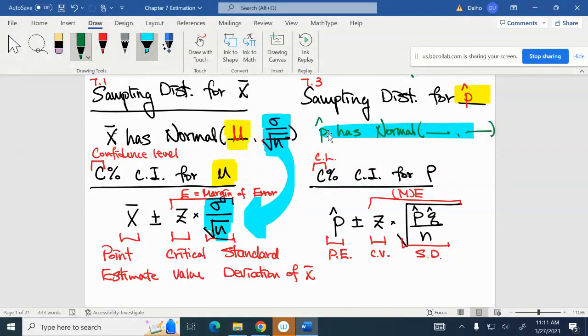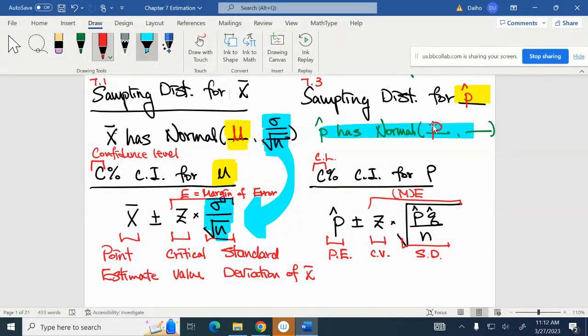Here's a mu. Mu, right? Here is the population proportion. What should it be? P. Population proportion. Unknown population proportion.